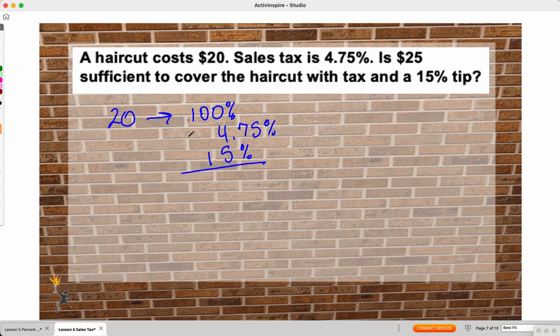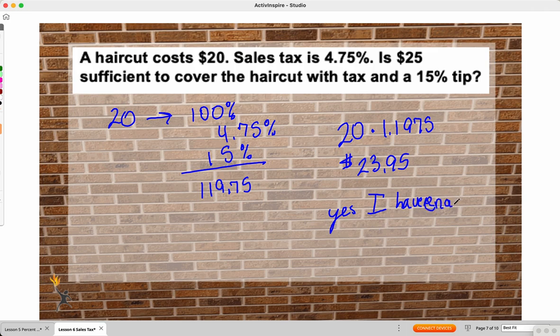So I'm going to have to add all of these up to find out what I'm going to multiply 20 by. So I'm going to end up getting 119.75%. So I'm going to multiply 20 times 1.1975. And let's see, 20 times 1.1975. It says that with the 15% tip and the tax, it would cost me $23.95. So yes, I have enough to cover the tip. Have enough, there you go, enough if I have $25.